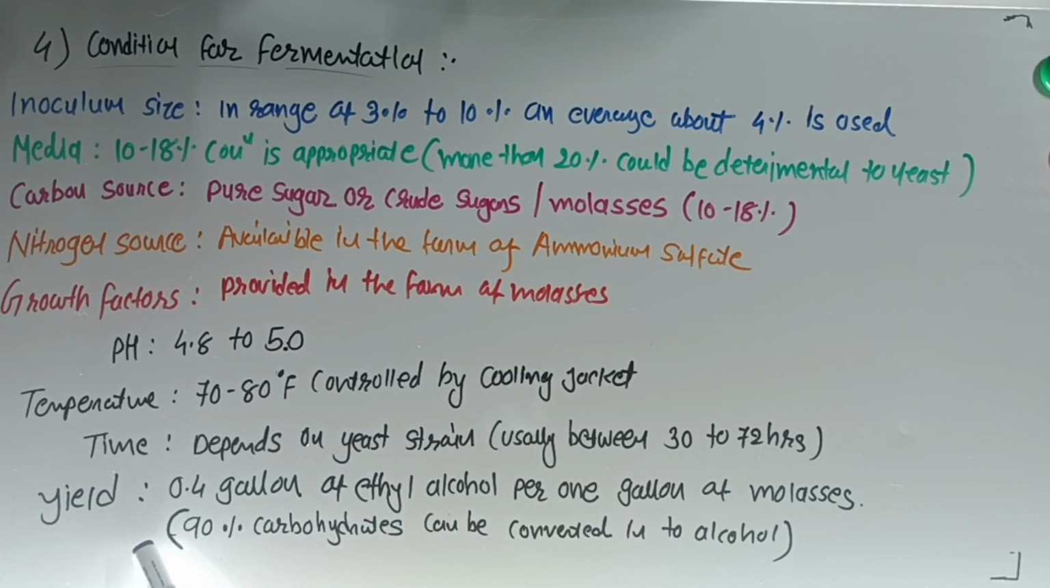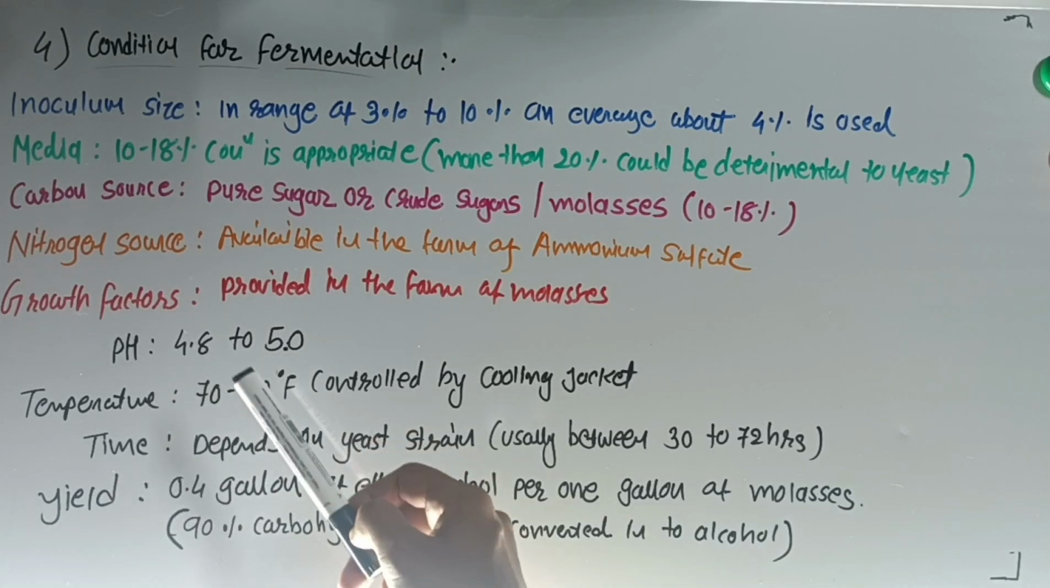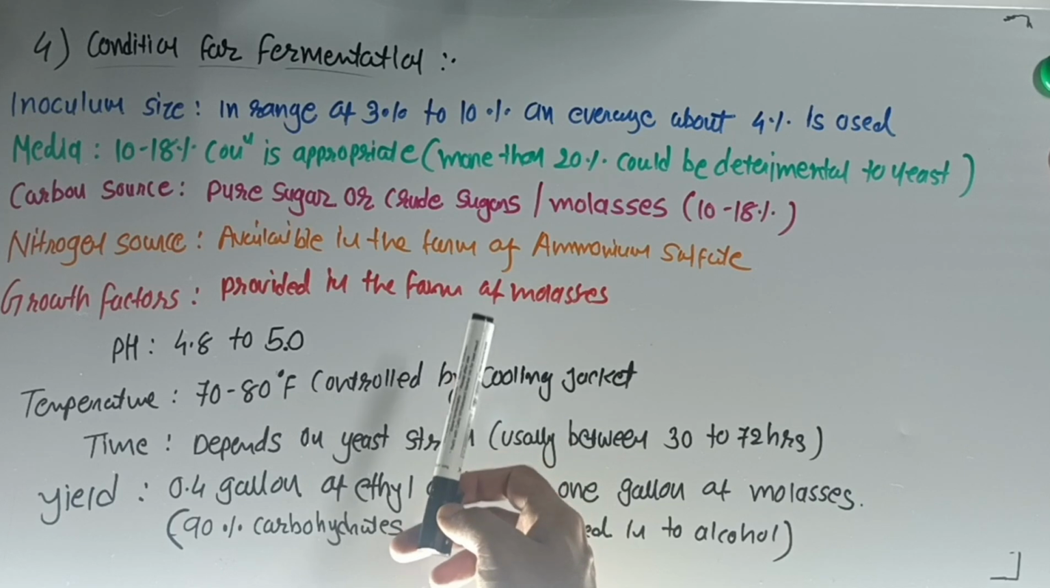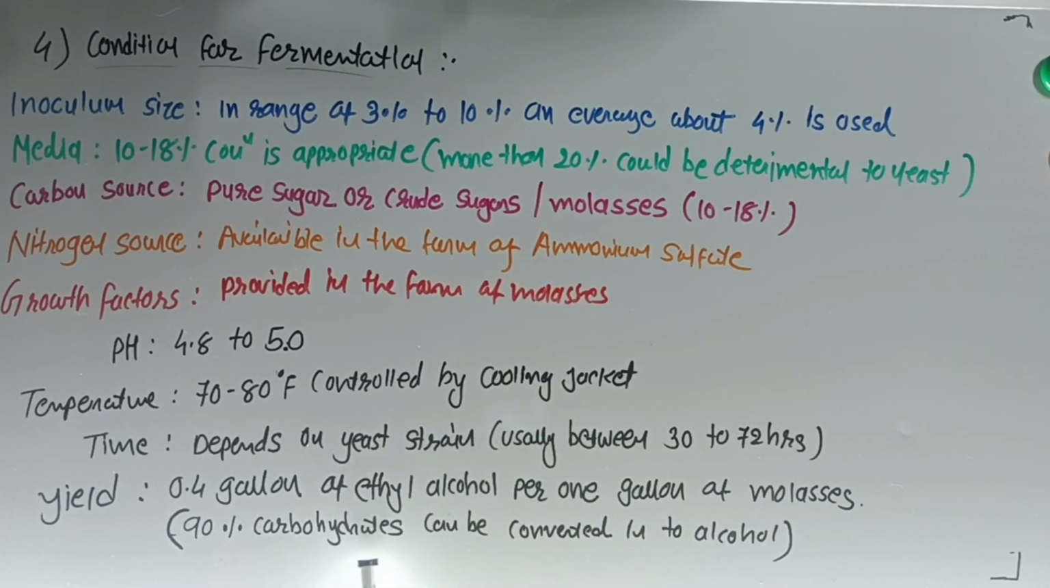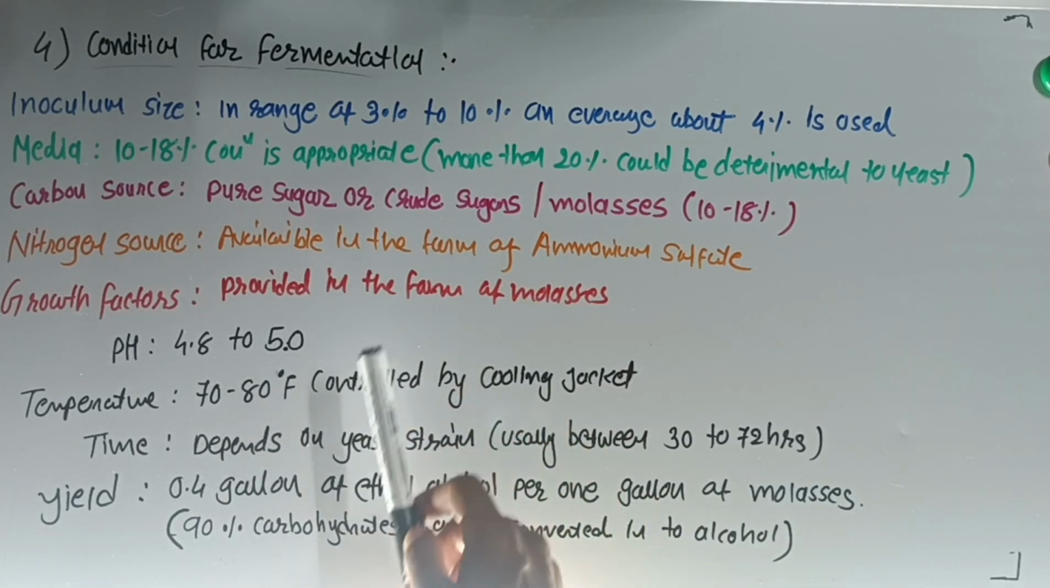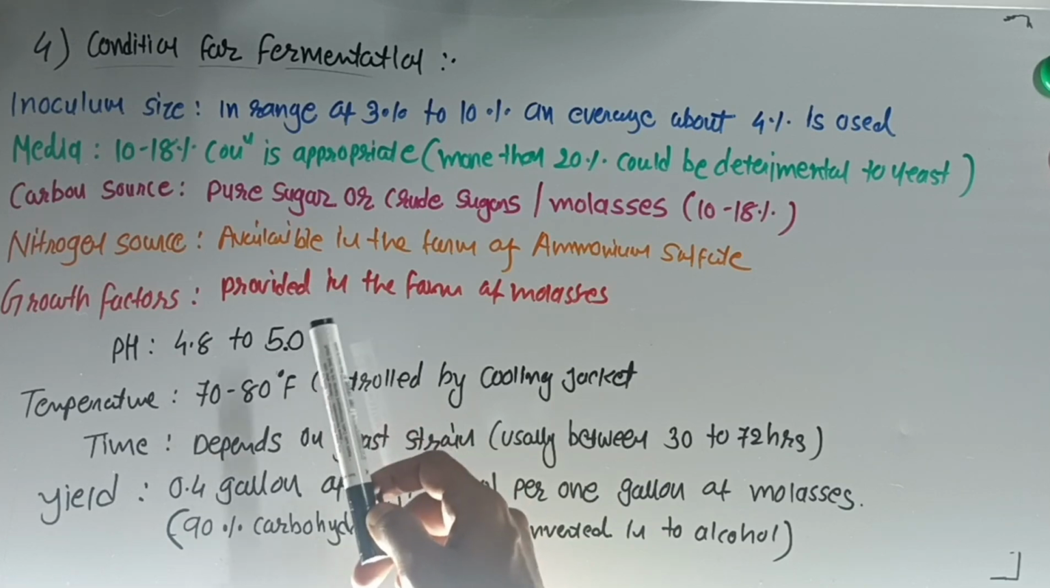And at the end of the process, after 30 to 72 hours, we get 0.4 gallon of ethyl alcohol per 1 gallon of molasses. As we discussed in the conversion mechanism, 97% of the substrate is utilized and converted into ethyl alcohol, our desired product. Here the same is written: 90% of carbohydrates can be converted into alcohol. So this is the complete brief procedure of ethanol fermentation.